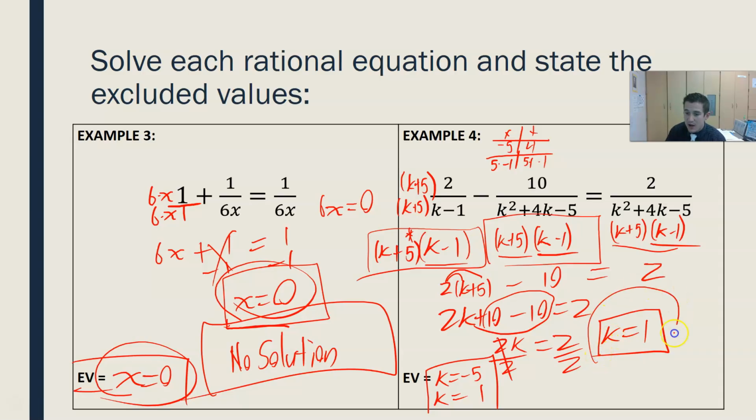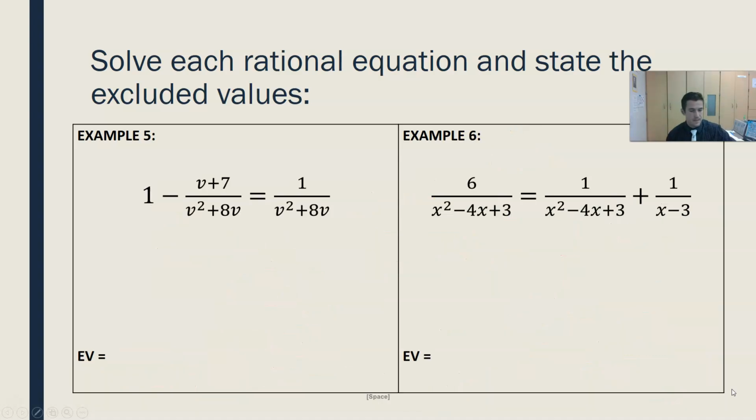So notice I got a solution of k equals 1, but that was one of my excluded values. K equals 1 is not going to work as a solution. So since that's not going to work, my answer is no solution. None of the solutions that I could find are going to work because it would make me divide by 0.